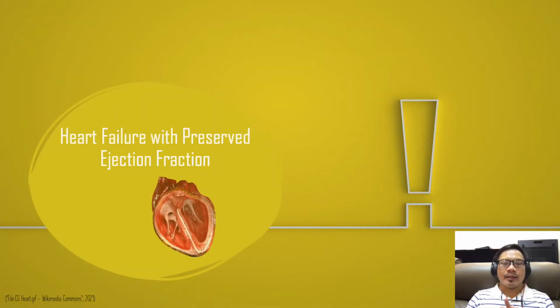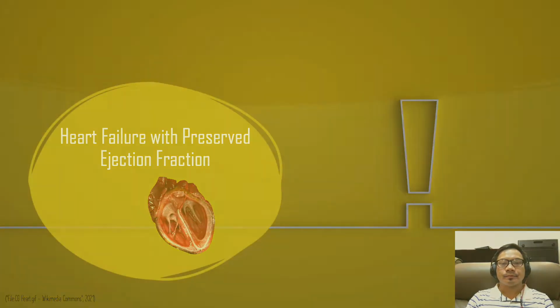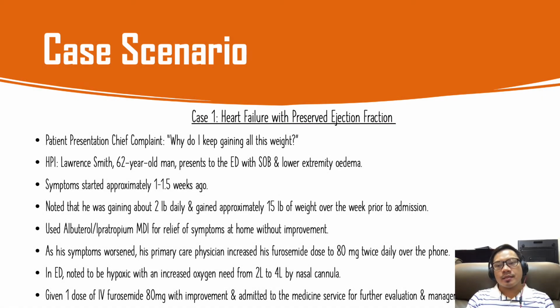Okay, our main topic is heart failure with preserved ejection fraction. So let's go to the case scenario. Patient arrived with a chief complaint: why do I keep gaining all this weight? All the signs and symptoms of Mr. Lawrence Smith are listed here.